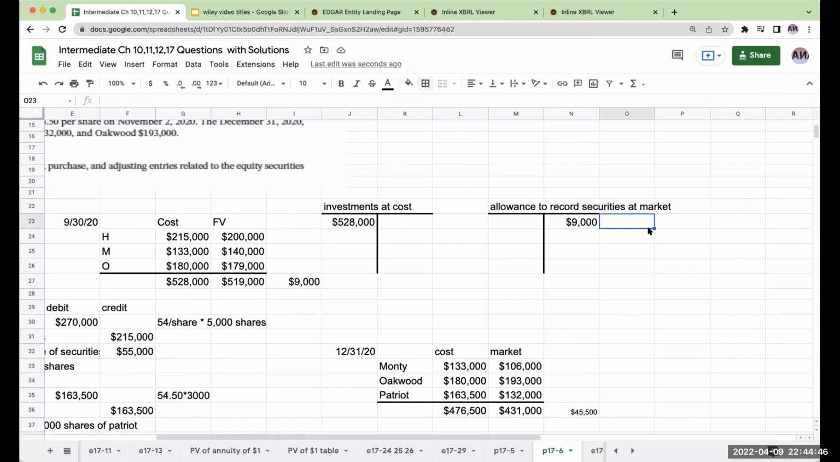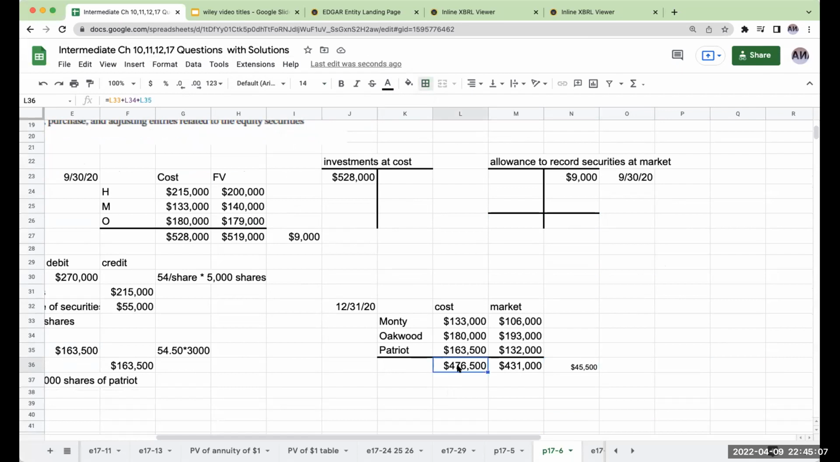So let's go back up to Ingrid's T accounts. Very important to remember. So 9/30/20. And by the way, Ingrid is one of my amazing accounting students at Irvine Valley College. And she always busts on me. She's all, Bennett, you got to do it in T accounts. So she's absolutely correct. So what I'm going to need to do here is that if my investments are at 476 and this should be at 431, I'm going to need an ending credit balance of 45,500. This needs to be my ending balance as of 12/31/20. So this ending balance right here is essentially the difference between the cost and the market.